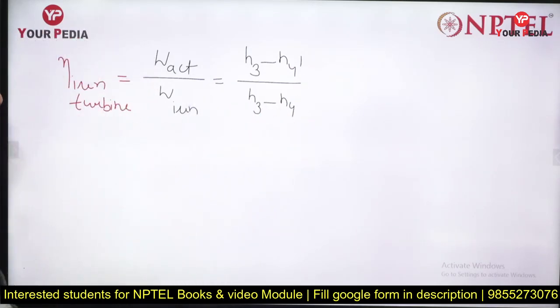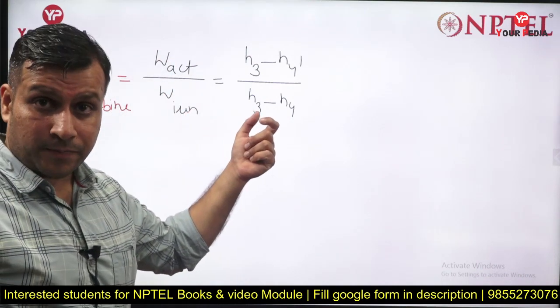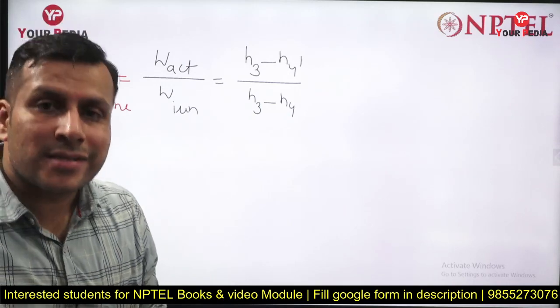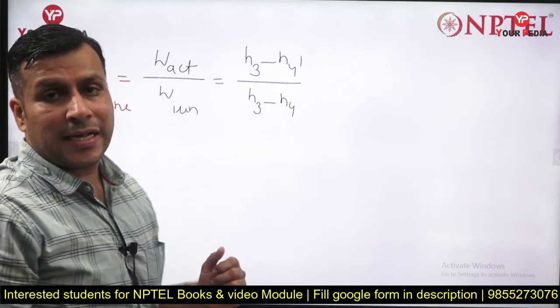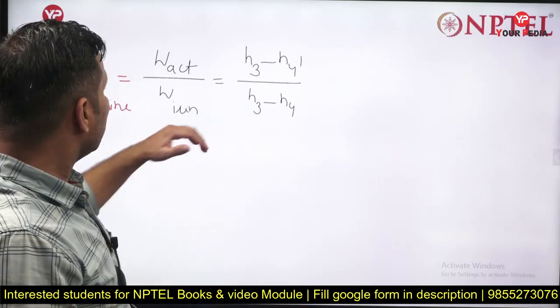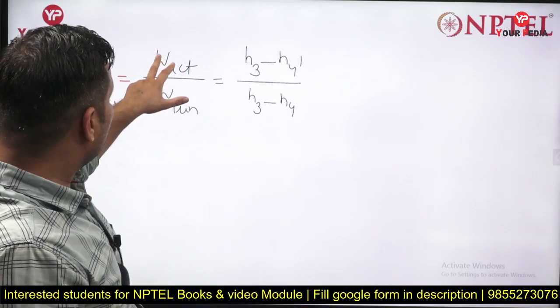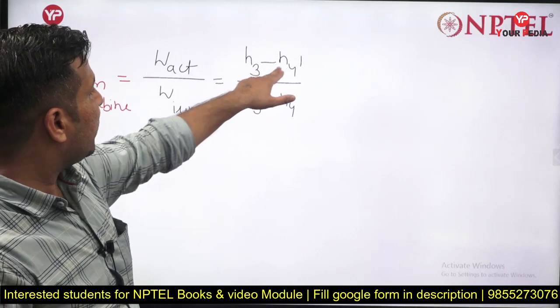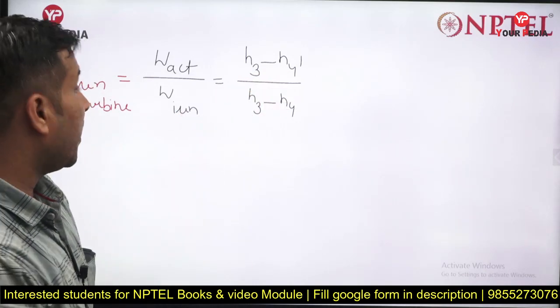Turbine is a work producing device. So for turbine, isentropic efficiency will be the actual work produced, which will obviously be lesser than the isentropic work. Efficiency will always be less than 100% guys. Okay, isentropic efficiency, so you can check it here: actual work divided by isentropic work. So this is H3 minus H4 dash divided by H3 minus H4.